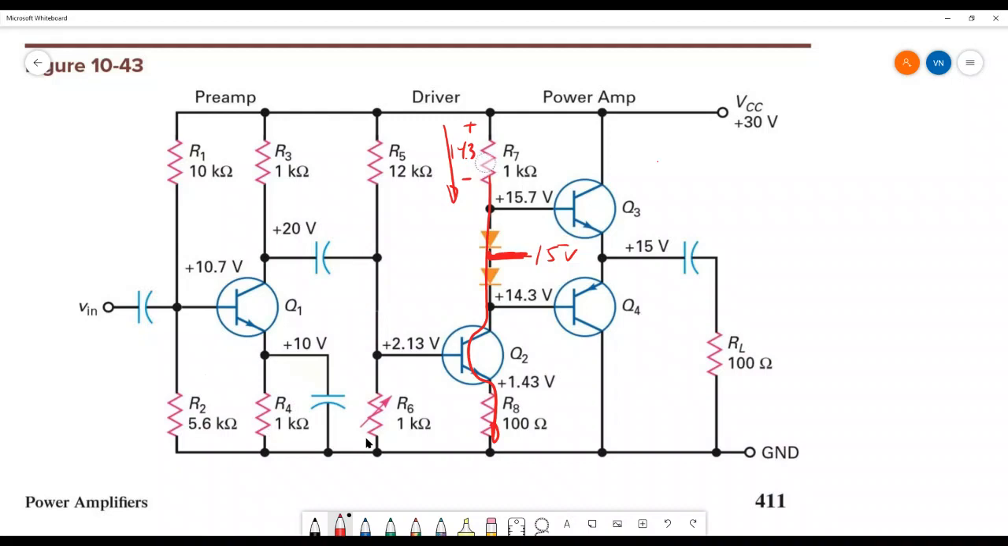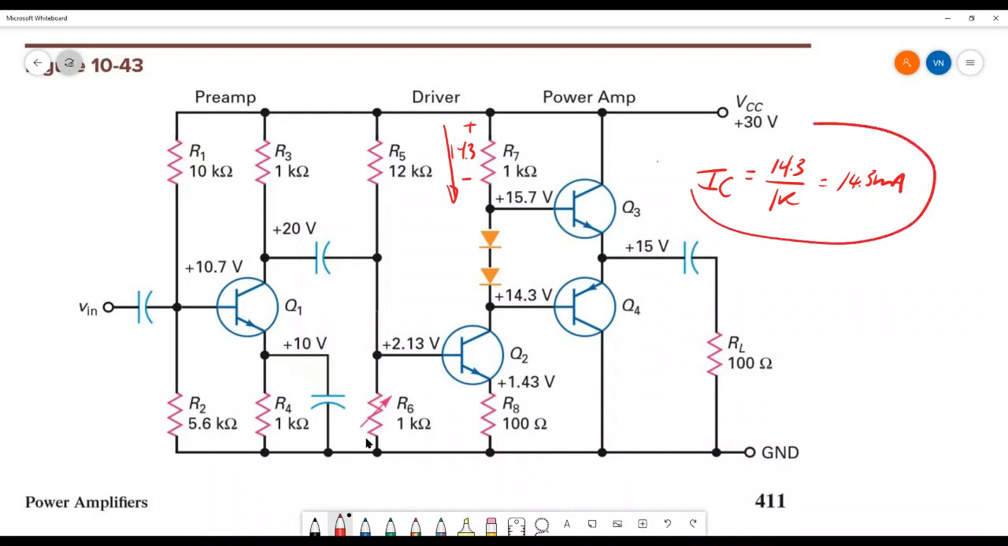So the values then are 14.3 volts through a 1K. So IE, let's use an approximation here. This is actually IC. IC is going to be equal to 14.3 over 1K, which is 14.3 milliamps. Now from that, just knowing that, I can probably jump to the AC analysis and figure out what the gain of this circuit is.